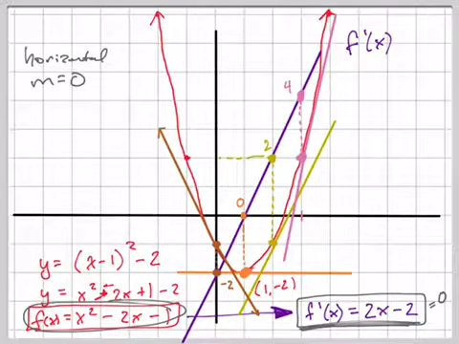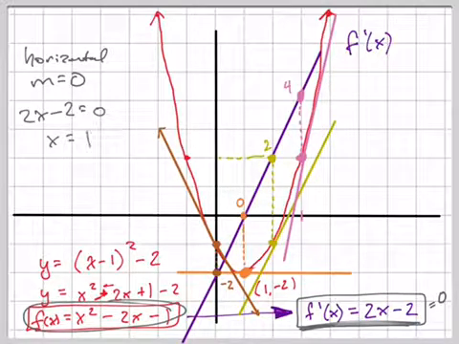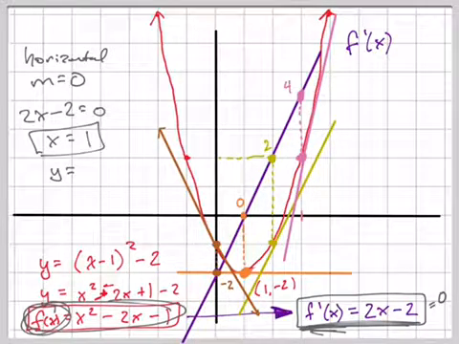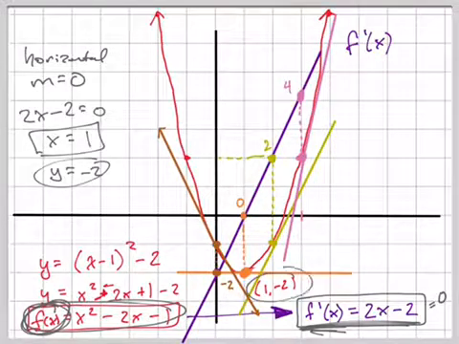But you're going to only find the x value when you do that. So 2x minus 2 equals 0. That means x equals 1 is the x value. So to find the y value, plug it back into f of x, not into f prime of x, because you're no longer talking about that. Now you're talking about what point on f of x. And when you plug that in, you'll get negative 2. So your point is (1, -2).